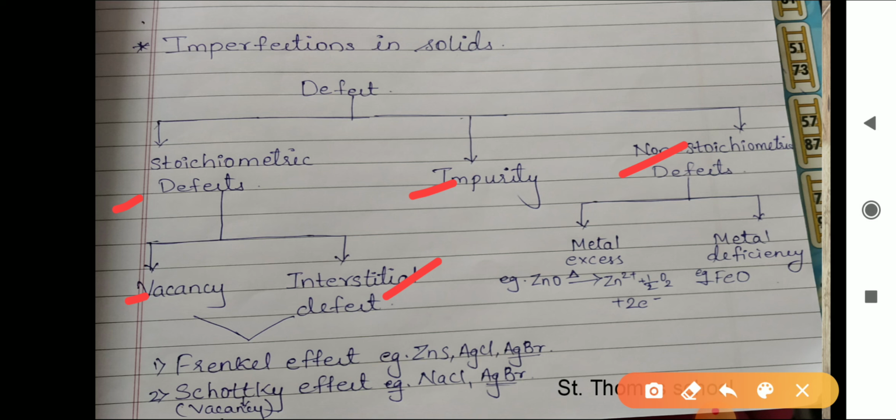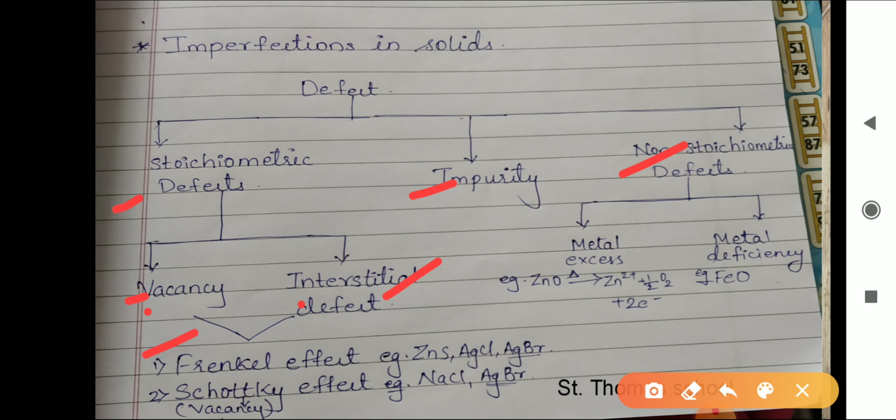Now, interstitial defect means what? Constituent particles occupy an interstitial site. What is an interstitial defect? That constituent particles occupy an interstitial site. Understood? So this vacancy and interstitial defect, they both are shown by non-ionic solids, and ionic solids will show Frenkel defect and Schottky defect, right?